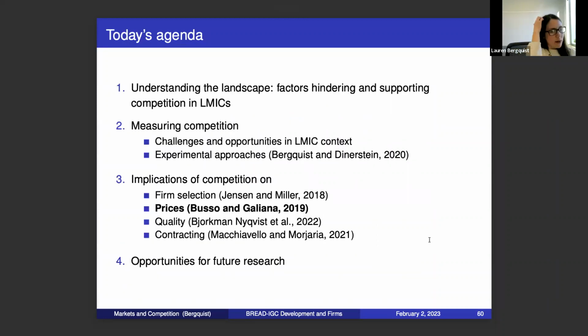Okay, so let me just very quickly go through the last three papers. I'm just going to give you one slide on each of these. I think they're really nice examples of experimental or quasi-experimental results looking at the impact of competition empirically in low and middle income country contexts.